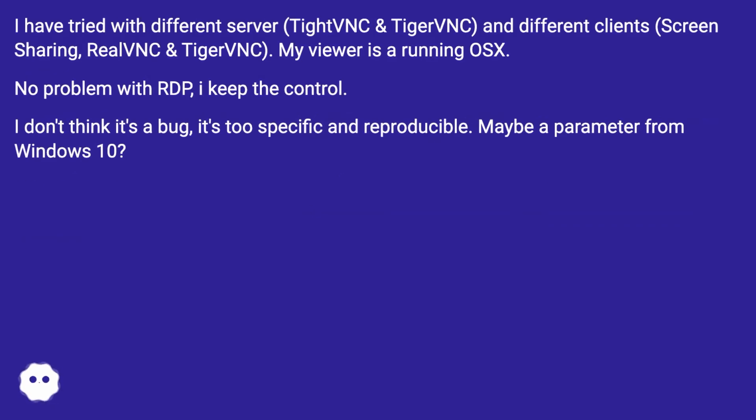I have tried with different servers, TightVNC and TigerVNC, and different clients, Screen Sharing, RealVNC and TigerVNC. My viewer is running OS X. No problem with RDP, I keep the control. I don't think it's a bug, it's too specific and reproducible. Maybe a parameter from Windows 10.